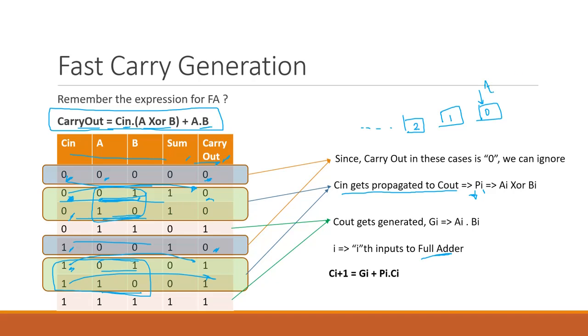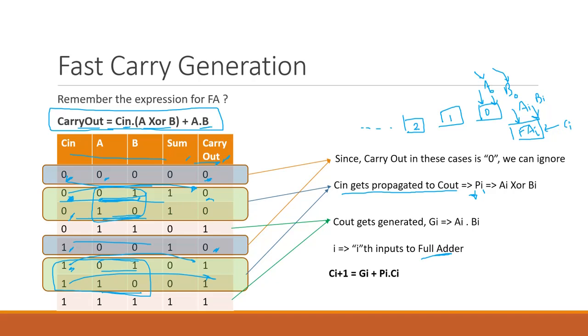A0 represents the 0th bit of the first number, and B0 represents the 0th bit of the second number. So if you want to generalize this, this is how we represent it. This is the ith full adder, and the inputs are Ai, Bi, and there is a Ci.